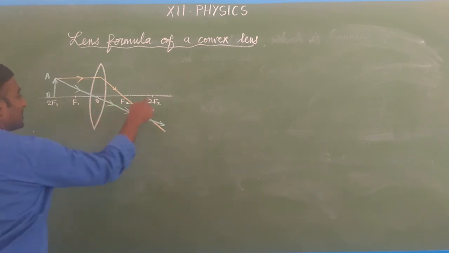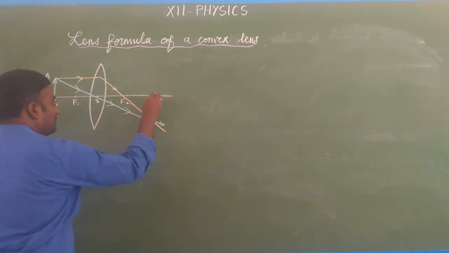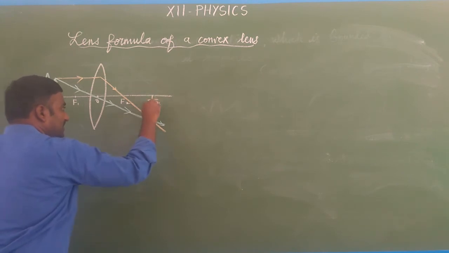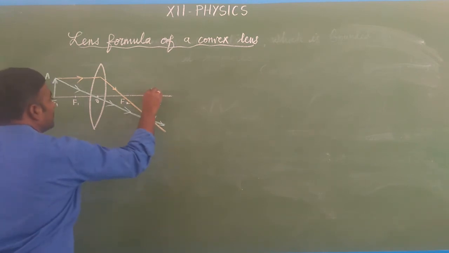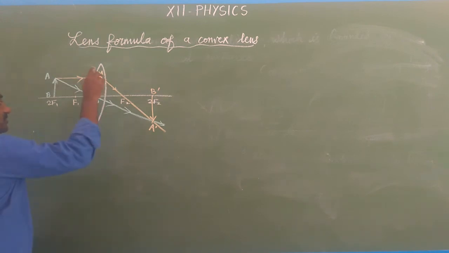So where the two refracted rays meet, from that point the image is produced. The point where the two refracted rays meet, from the principal axis, the image is obtained. So B dash A dash is the image. Now, from the point M, let us consider the refraction occurs. Mostly the refraction occurs from the point M. This is called effective diameter, that is called aperture. Now we are going to compare the two triangles.